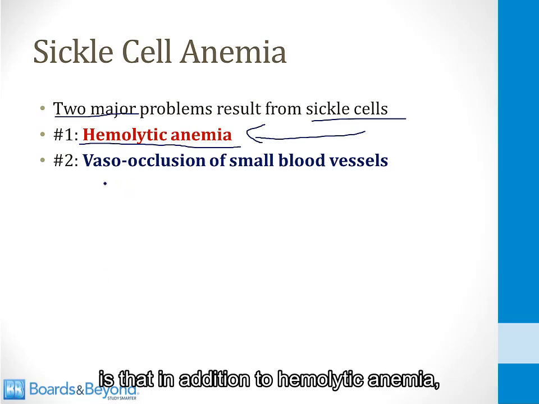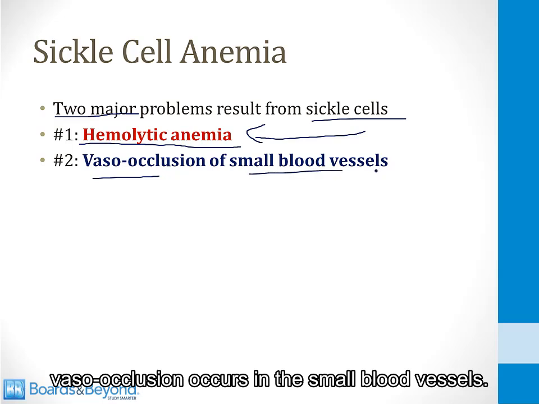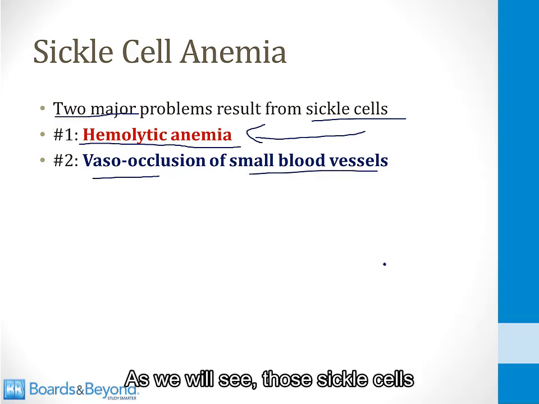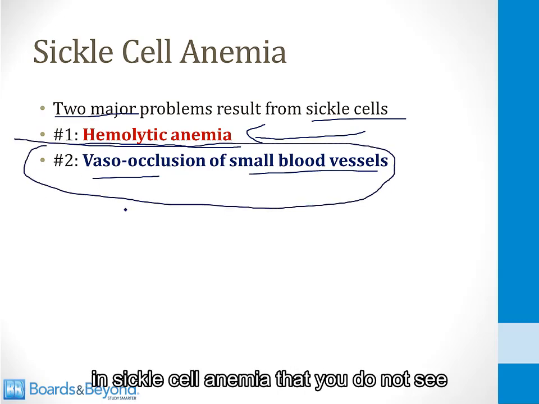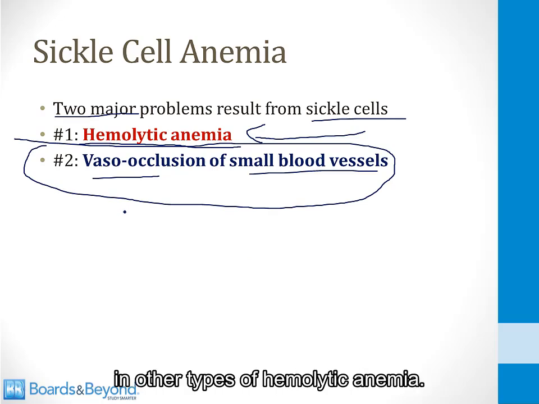What's different about sickle cell anemia and what makes it a far more serious condition is that in addition to hemolytic anemia, vasoocclusion occurs in the small blood vessels. As we will see, those sickle cells can occlude the microvasculature, and this leads to a lot of unique symptoms in sickle cell anemia that you do not see in other types of hemolytic anemia.